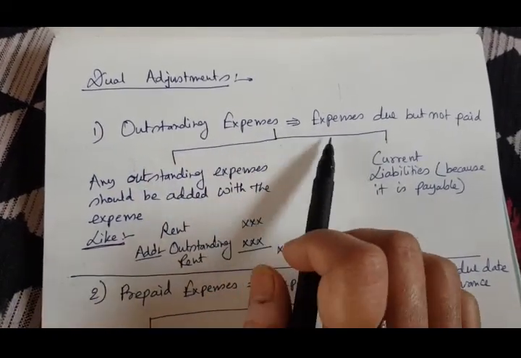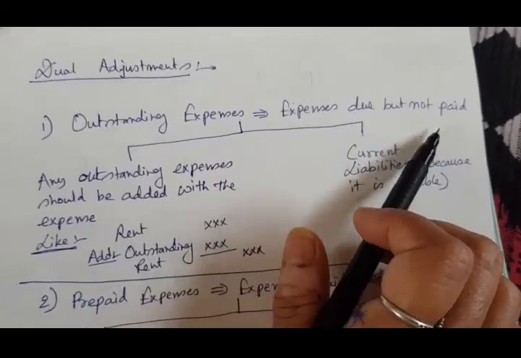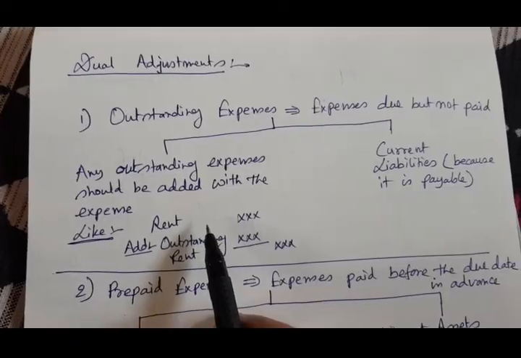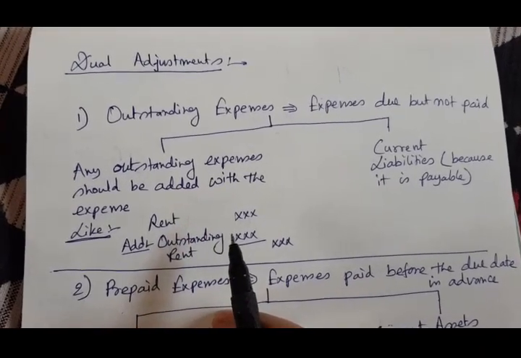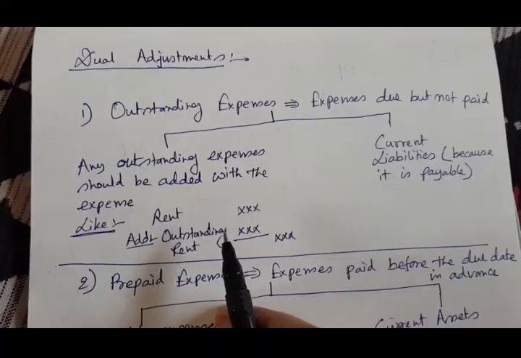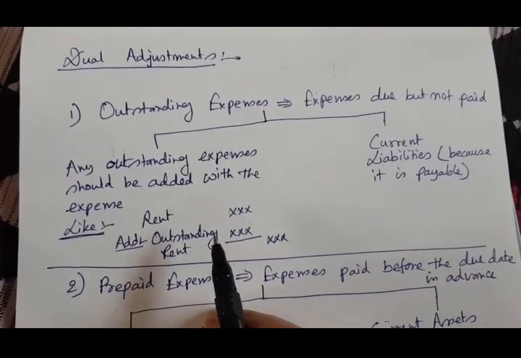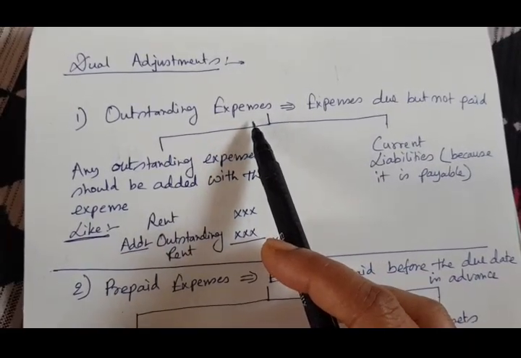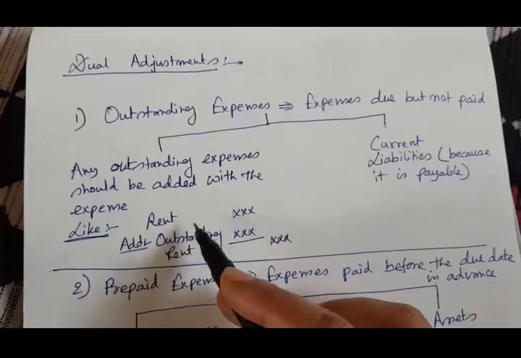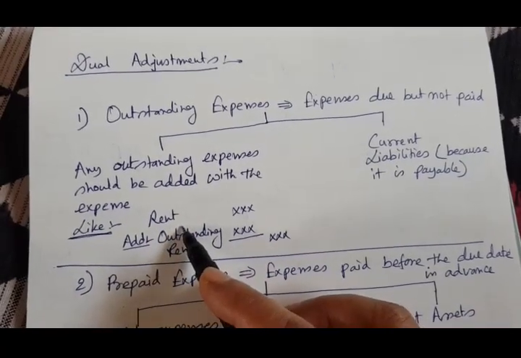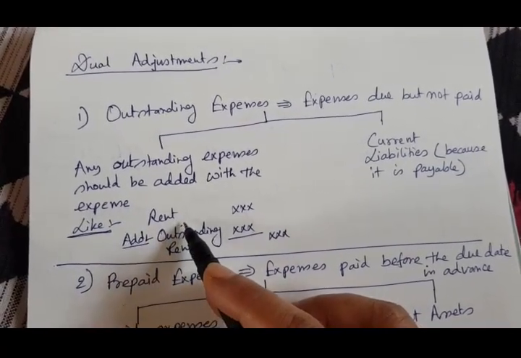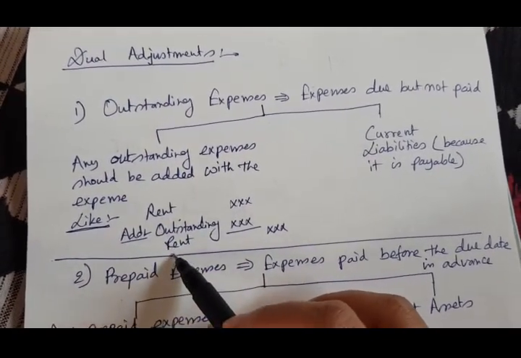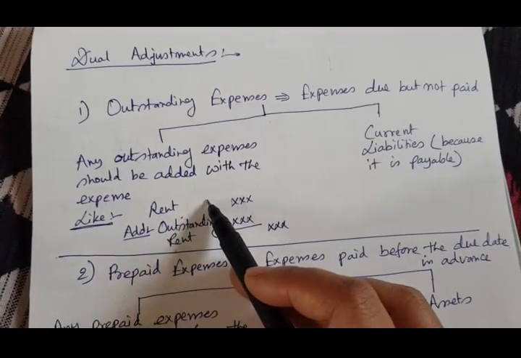Outstanding means expenses due but not paid. Example, say we are paying rent to the landlord on a monthly basis. Rent for the month of April is due, but we haven't yet paid it. So this is called outstanding expense. If there is any outstanding expense, that will be added with the respective head. See, the rent is an indirect expenditure, which we put to profit and loss account. So with this rent head, we will add outstanding rent. This is the first adjustment we have to do.